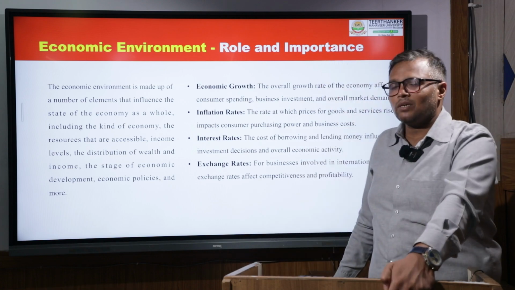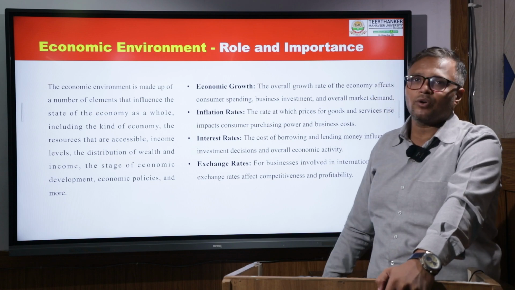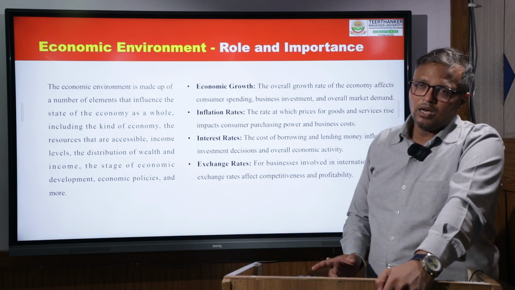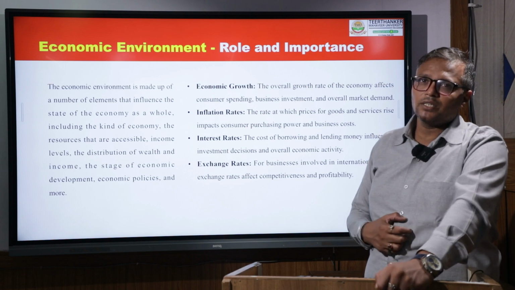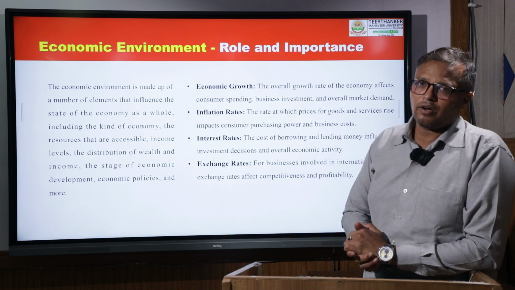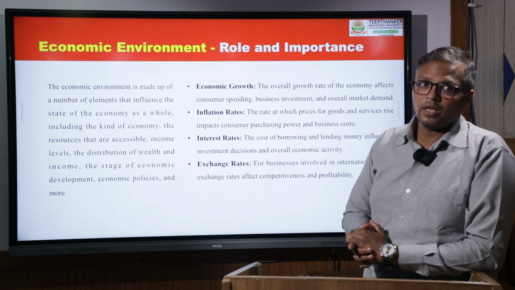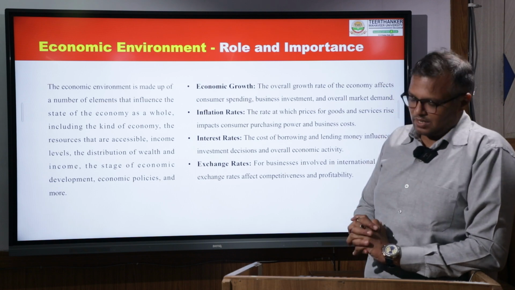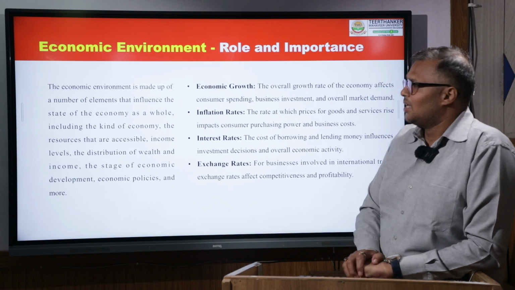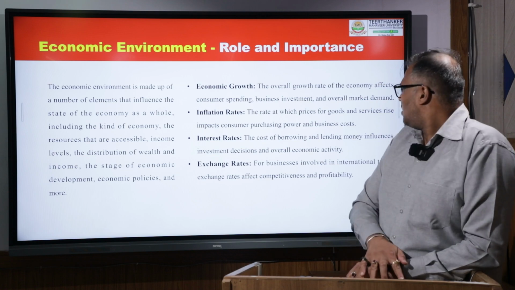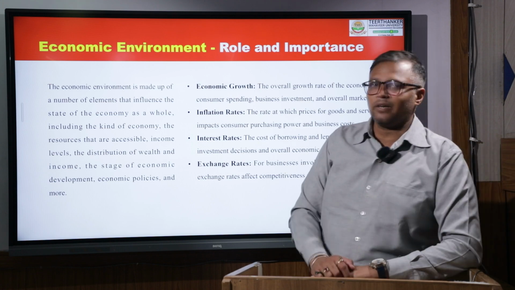The third important tool is the interest rate. Interest rate represents the cost of borrowing money. You cannot start a business of your own. You need suppliers to make those things. Basically, you need finances to execute those things carefully. And those suppliers, those financiers, are the persons from whom you borrow. So borrowing and lending of money is influenced by investment decisions and overall economic activities.